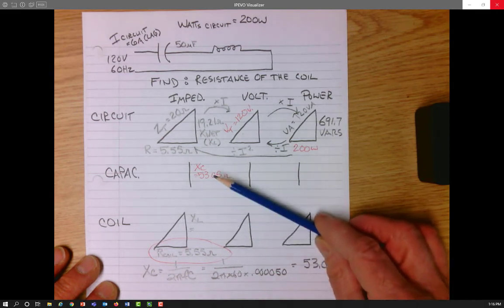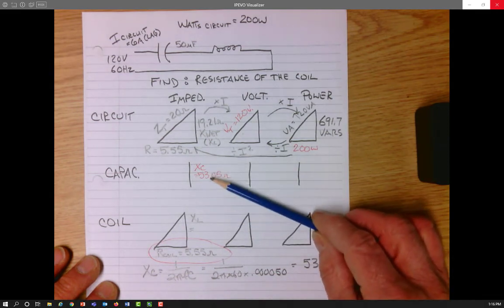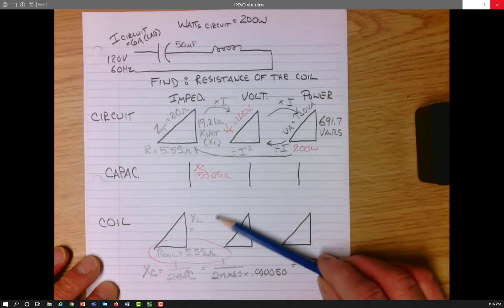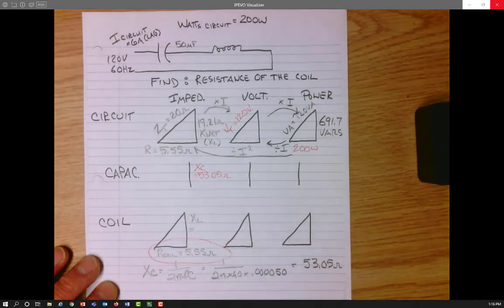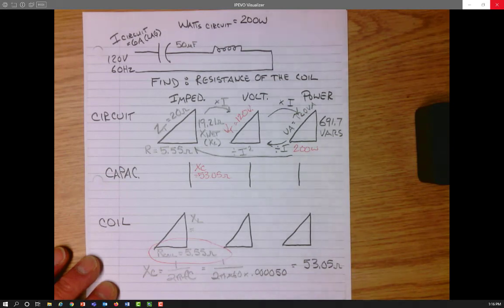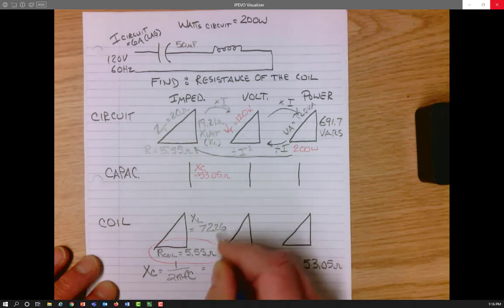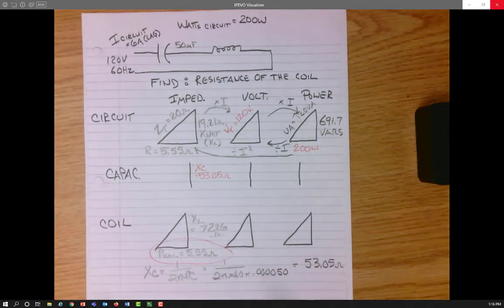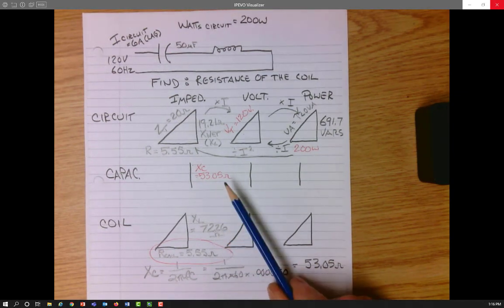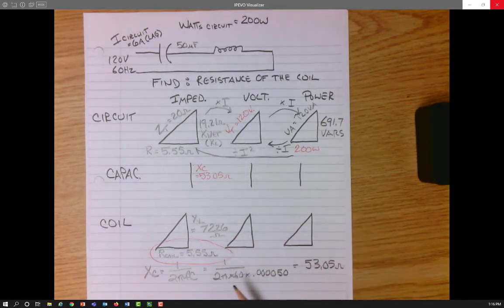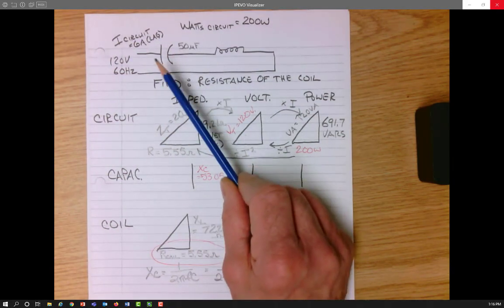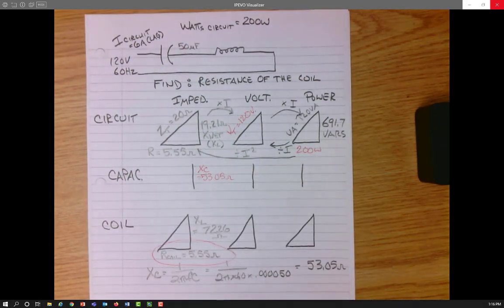So in order for XL to be bigger than this, I have to add the XC and the net to get my total XL. The XL for that circuit is going to be 53.05 plus 19.21, which is 72.26 ohms. So the XL of the circuit is larger than the XC by that much, and that's why the current in the circuit is lagging. The circuit overall is inductive.